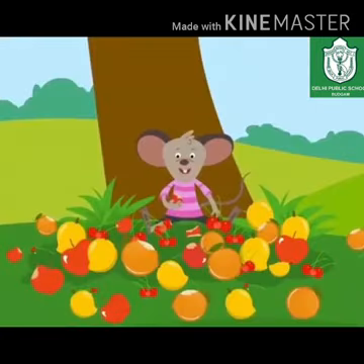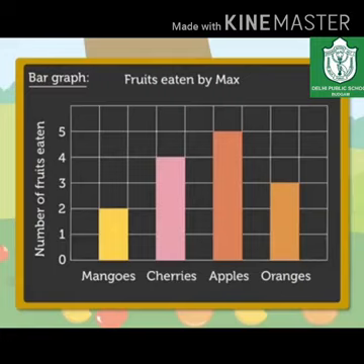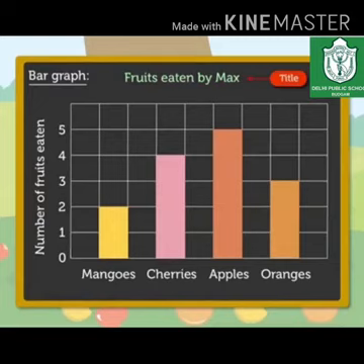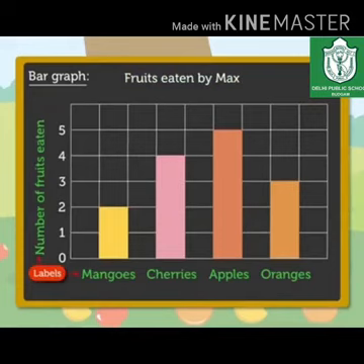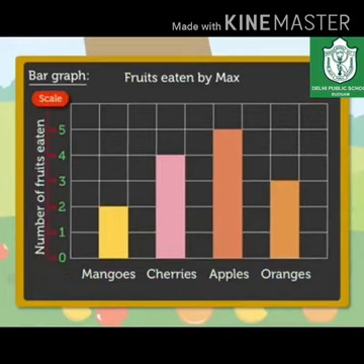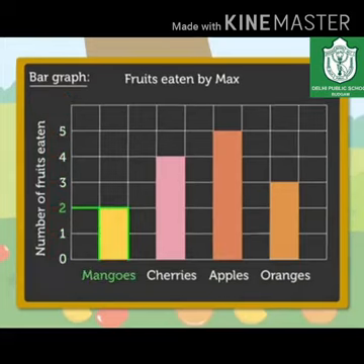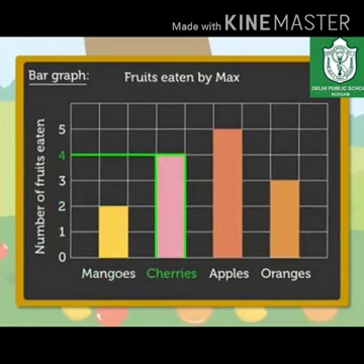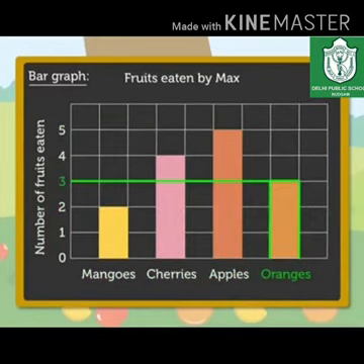Max the mouse ate some fruits. Let's read this bar graph. Here the title Fruits Eaten by Max tells us the bar graph is about the number of fruits eaten by Max. The labels tell us that the data is about the kind and number of fruits eaten. The scale tells us the number of fruits eaten. Hence, from the bar graph, we can say that Max ate 2 mangoes, 4 cherries, 5 apples and 3 oranges.